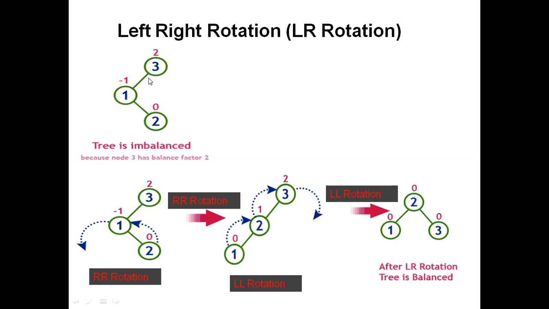But here it is not. We are not doing that one. First of all, the node which is imbalanced, the next junior node and the next child node, we are going to perform that RR rotation in here itself, and then LL rotation will be performed on the imbalanced node. Try to remember this one.